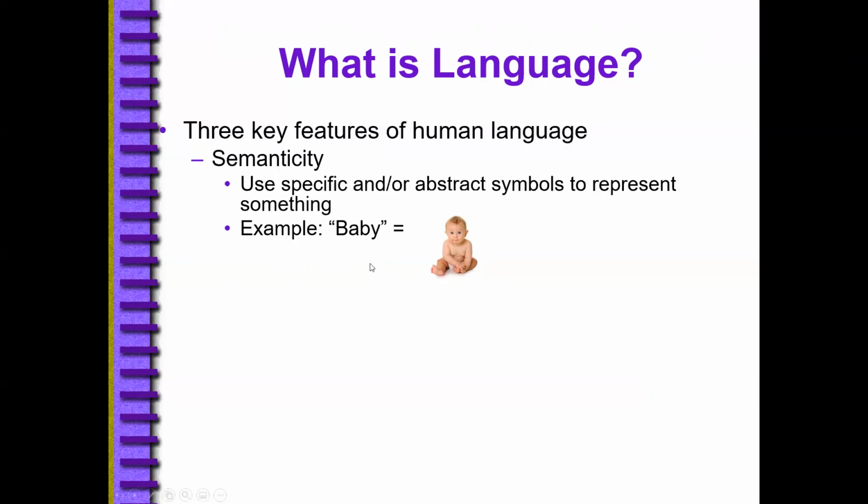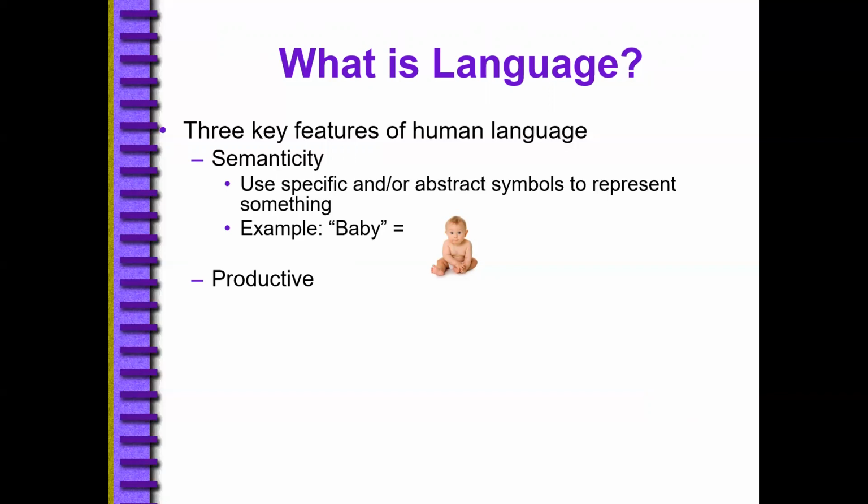If you were just learning the language, you'd be thinking, why does this word represent baby? So it is that kind of abstract symbol, which we can think of as a written symbol, the written word. We can think of it as a sound. We can think about sign language as a language too. So we can think about the movement, the gesture, that is the word for baby. So semanticity is one of the key features.